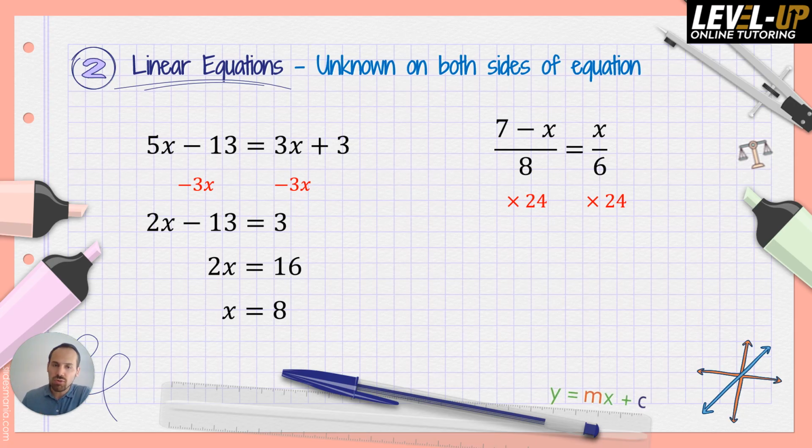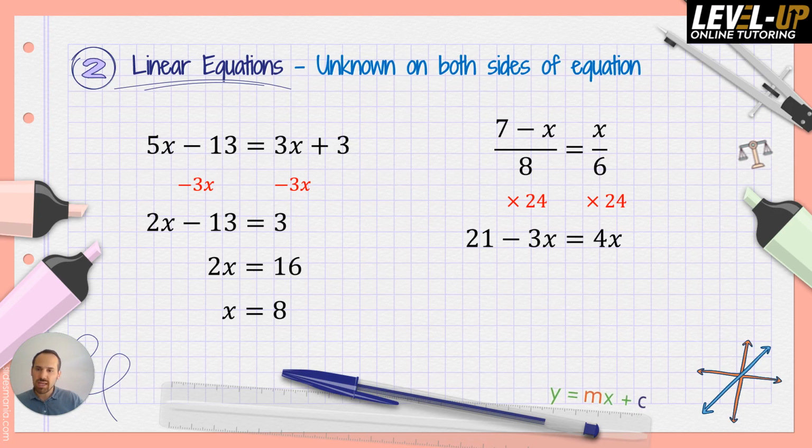So we know the result will still be equal because we're doing the same thing to both sides. But on the left-hand side, we could see it as multiplying by 8 and multiplying by 3, which makes 24, doesn't it? But multiplying by 8 cancels out the denominator, and then multiplying by 3, the 7 becomes 21, the minus x becomes minus 3x. On the right-hand side, we could see that 24 as multiplying by 6 and multiplying by 4. And so the multiplying by 6 just cancels out the denominator.